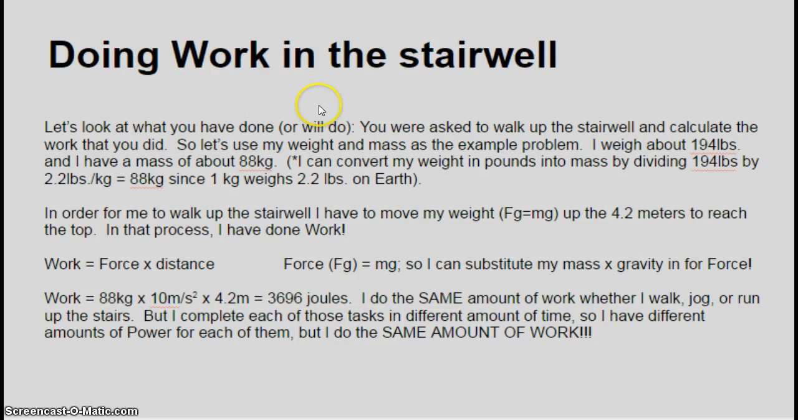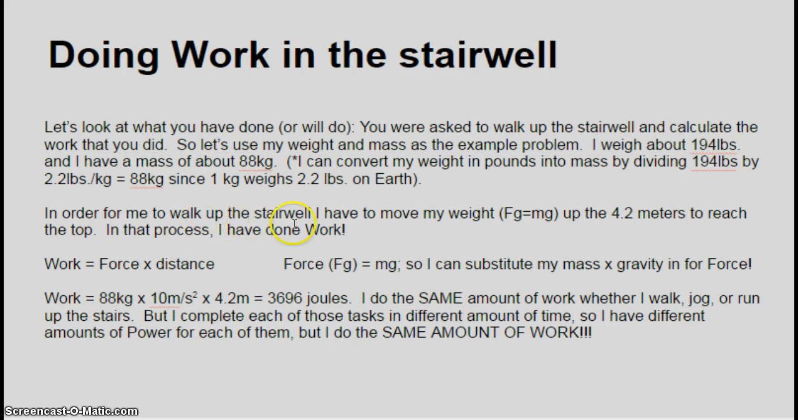Doing work in the stairwell. So this is what you've done. Let's look at what you've done, or will do, but you've already done this. You were asked to walk up the stairwell and calculate the work that you did. So let's use my weight and mass as an example. I weigh 194 pounds and I have a mass of 88 kilograms. I can convert my weight in pounds into mass by dividing 194 pounds by 2.2 pounds per kilogram. And this equals 88 kilograms, since 1 kilogram weighs 2.2 pounds on Earth.